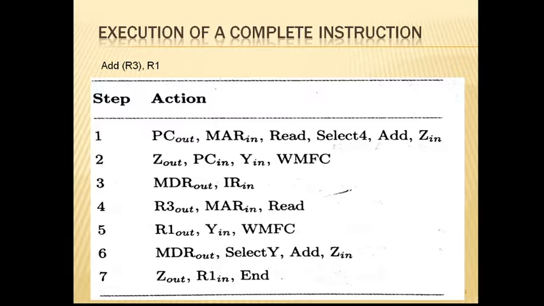Now let us understand these steps in detail. You can see first step is PC out, MAR in, read, select 4, add and Z in. Second step is Z out, PC in, Y in, WMFC. Third step is MDR out, IR in. Fourth step is R3 out, MAR in, read. Fifth step is R1 out, Y in, WMFC. Sixth step is MDR out, select Y, add, Z in. Seventh step is Z out, R1 in and end.